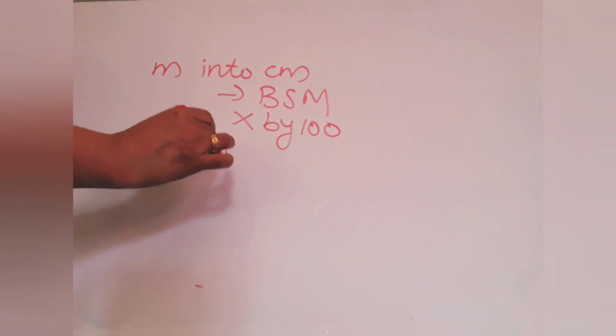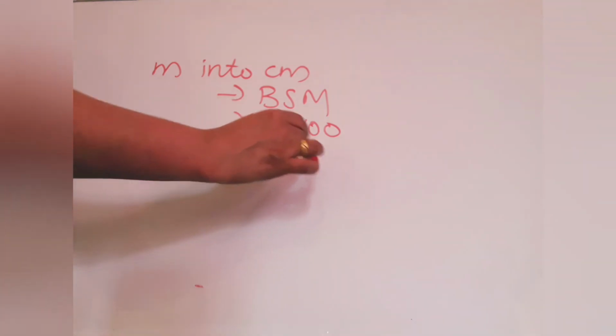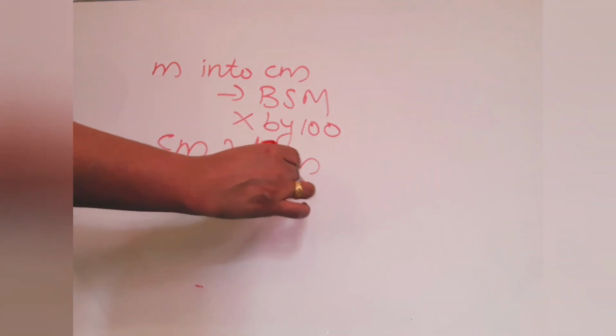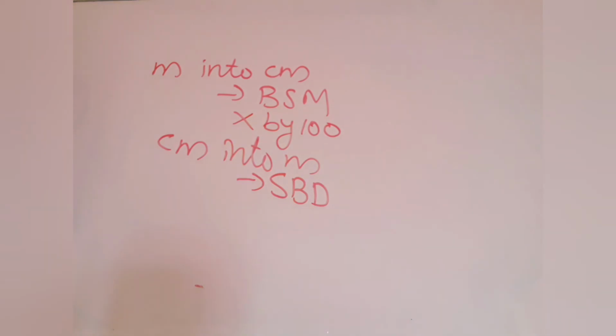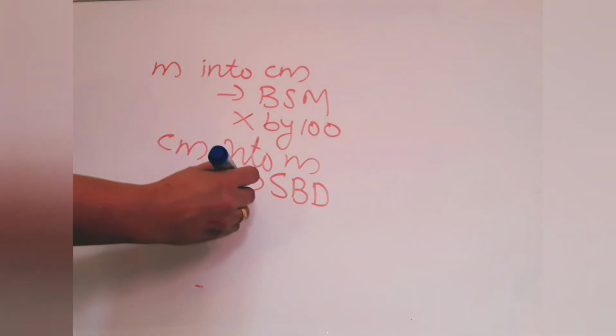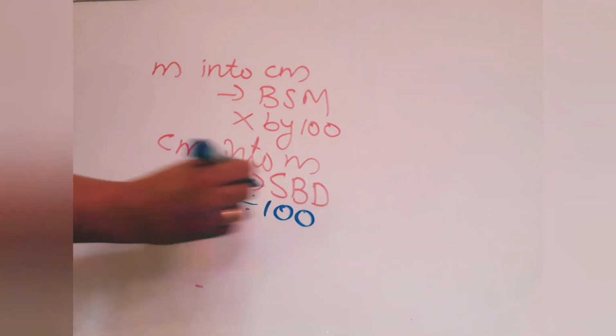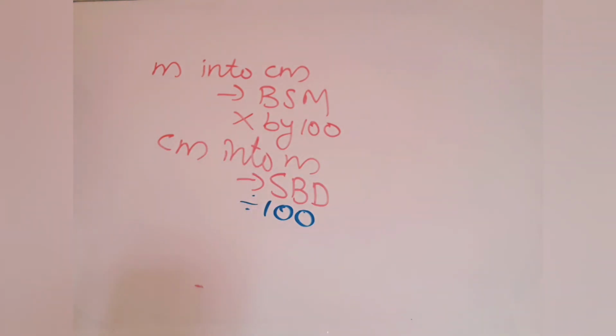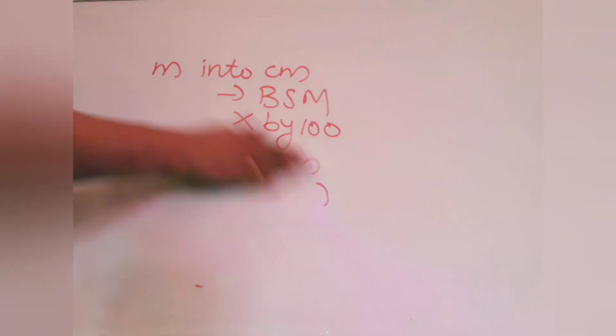Then centimeter into meter, SBD. SBD means it is division. Small unit to big unit, divide by 100. And we have also done some examples. Now we will mix it up and see some examples, meter into centimeter and centimeter into meter. First one, some revision only.